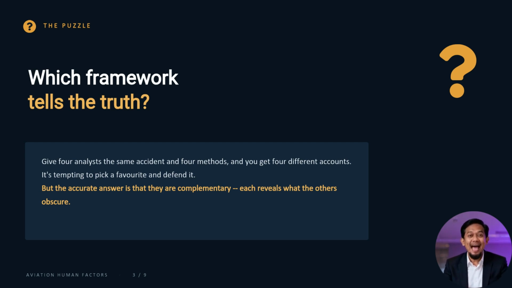It is tempting to ask which account is correct. The accurate answer, and the intellectually harder one, is that they are complementary. Each is true about the dimension it was built to see. The distortion enters only when one account is mistaken for the whole. Keep that in mind as we walk through each lens in turn.